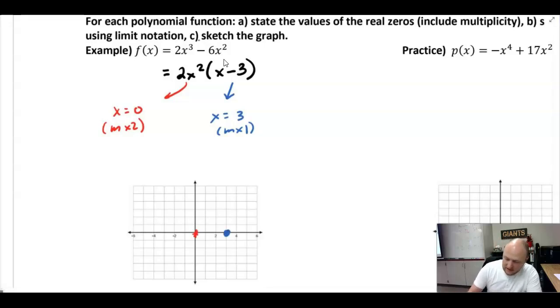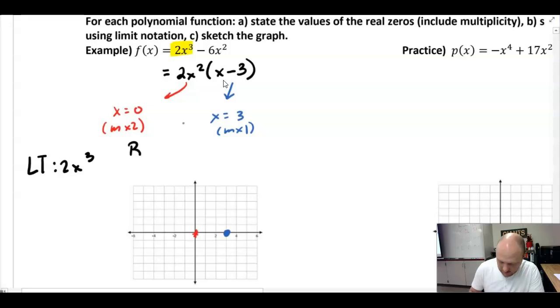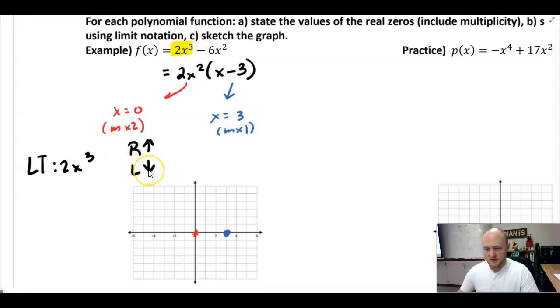What's nice about standard form is that my leading term is indicated: 2x cubed. That means the right side, since it's positive, is going to go up, and my left side is going to do the opposite, since it's a power of 3, since it's odd. So the left side is going to go down. Our graph is going to look like this.